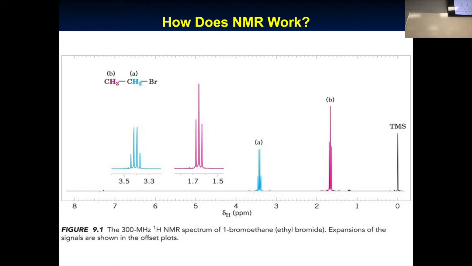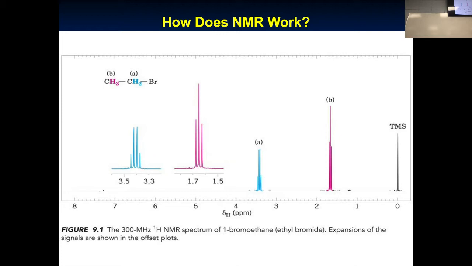So B is a triplet because it has two neighboring hydrogens. And 2 plus 1 is what? Three. That's why I get three peaks. These two hydrogens have how many neighbors? Three. And so it appears as? Four. Four peaks. N plus one. So you can start to see how you put things together.